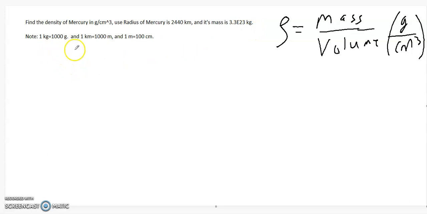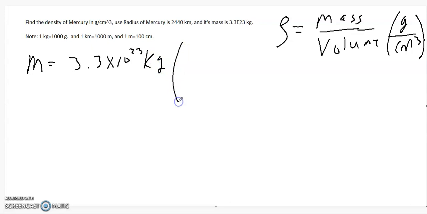All right, and we have some conversions right here that we're going to use. So let's get started. The first one is, let's get the mass. Remember, it says that the mass has to be in grams, and of course we are in kilograms. So let's write that out. It's 3.3 times 10 to the 23rd, and of course it's kilograms.